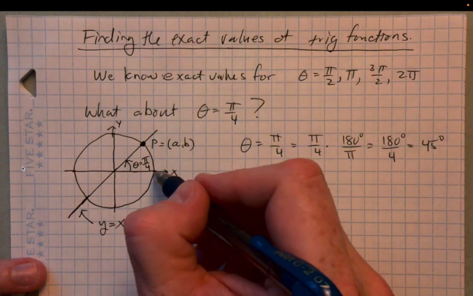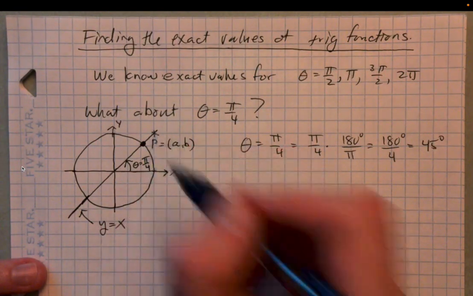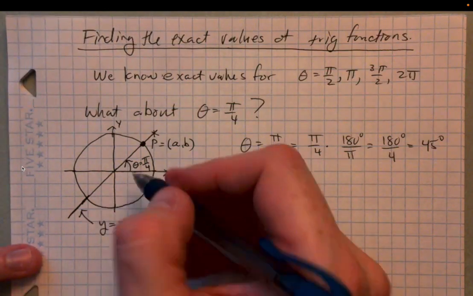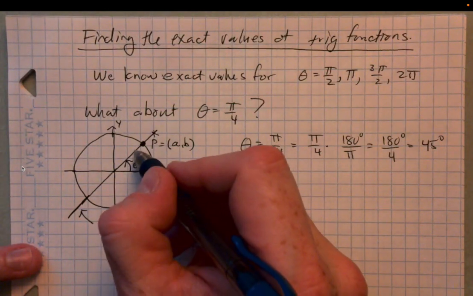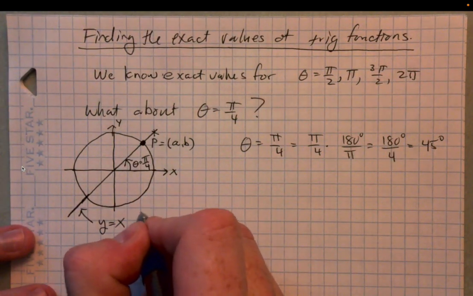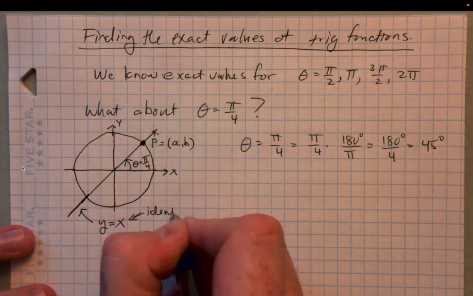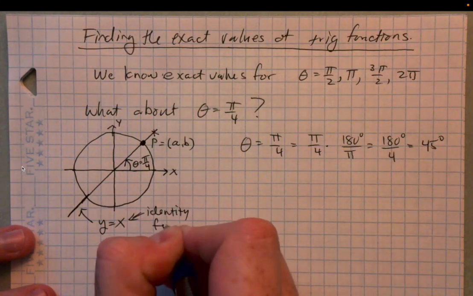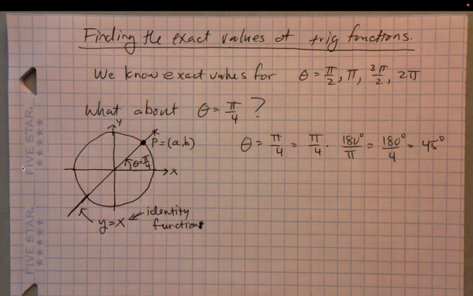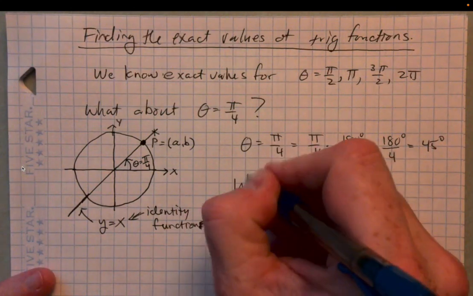So if I go over 1, then the line would be here, which would be 1 on the y-axis. If I plug in a half, I get a half, so halfway over, halfway up would be halfway on the y-axis. So this is the identity function. We've all seen this one a million times. It's the identity function. Okay, so what is this point P equals (A, B)?